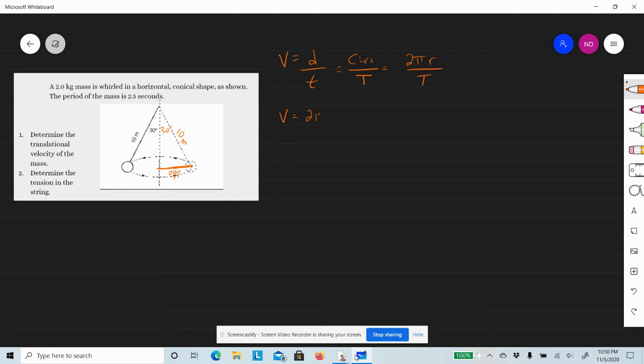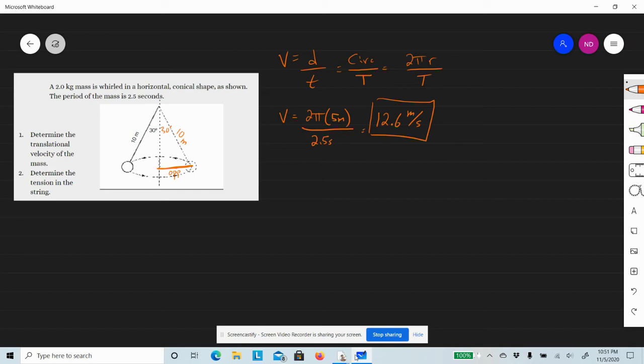Velocity equals 2 pi times the radius of 5 meters divided by the period of 2.5 seconds. Grab your calculator. Pretty simple. 2 times pi times 5, divided by 2.5. Easy enough. We get just about 12.6 meters per second. That's the speed, the translational speed.